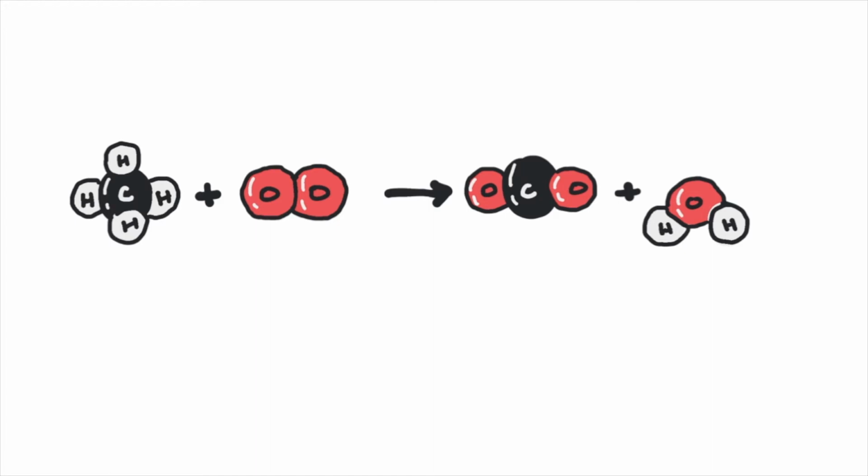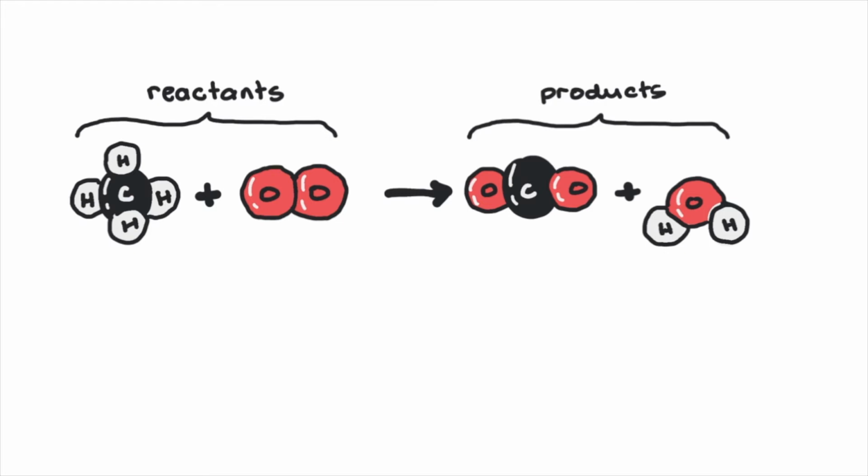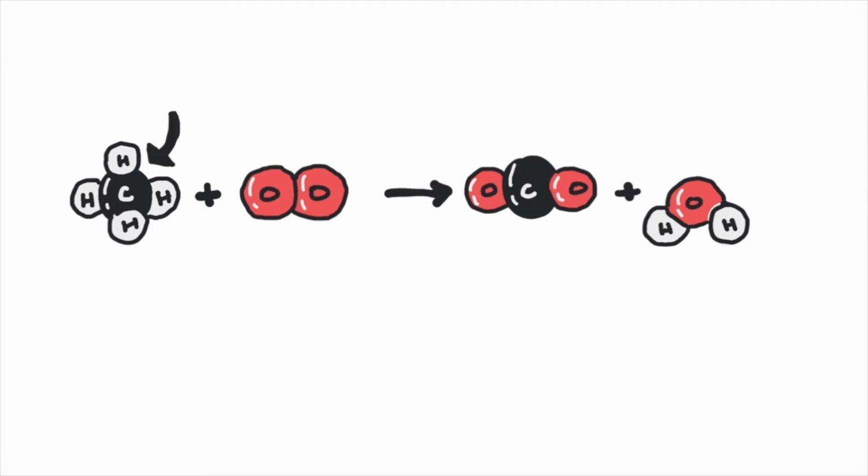Everything on the left-hand side of the arrow is known as reactants, and everything on the right of the arrow is products. Because matter is neither created nor destroyed, we must have the same number and kind of atoms on each side of the arrow in the equation. 1 carbon, 1 carbon. We have 4 hydrogen atoms here, but only 2 hydrogen atoms here. Already this doesn't add up.